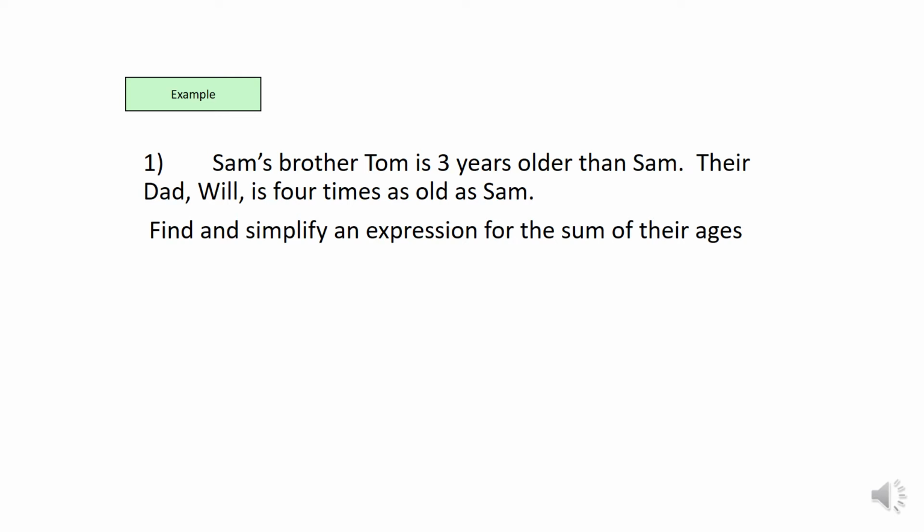So if Tom is 3 years older than Sam, Sam must be the original number. So we're going to call Sam n, because he started off talking about Sam. And on top of that, it's telling us that someone is 3 years older. So we can just add on 3 for Tom, and Tom will be n plus 3.